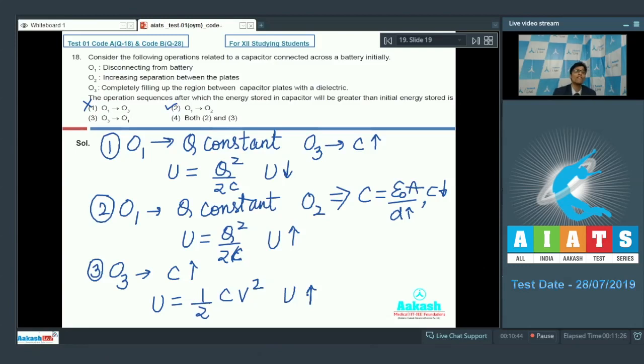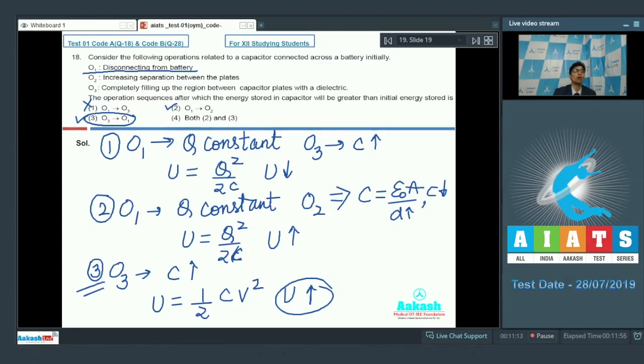Dear students, we must acknowledge the fact that operation number 1 has no effect in the answer of option number 3, because after disconnecting from the battery, the energy of the capacitor does not change. So the final energy would always remain larger in the case of option number 3. So therefore option number 3 can also be the answer.